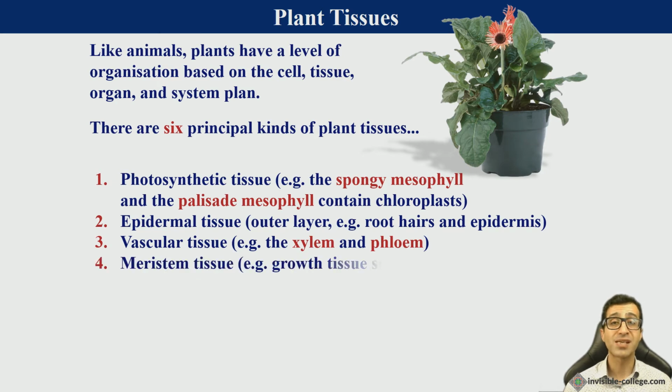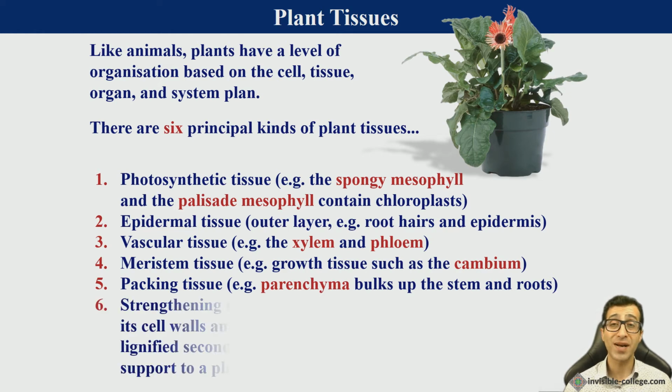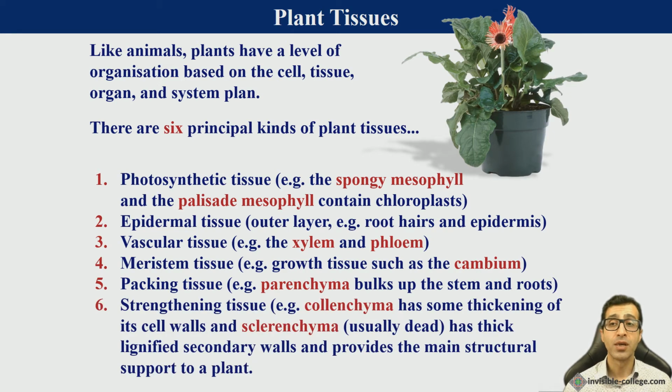There's also the meristem tissue, which is the tissue found in the growing regions of the plant, such as the cambium tissue. There's packing tissue, so for example, there's the parenchyma tissue, which is responsible for bulking up the stem and the roots. And finally, there's strengthening tissue, such as collenchyma, which has some thickening of its cell walls, and also sclerenchyma, which is usually dead tissue, which has thick, lignified secondary cell walls. And these are the tissues which provide the main structural support and strength to the multicellular plant.